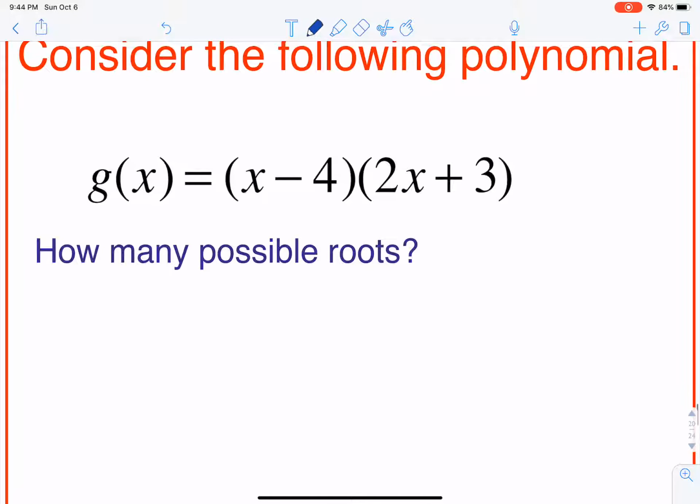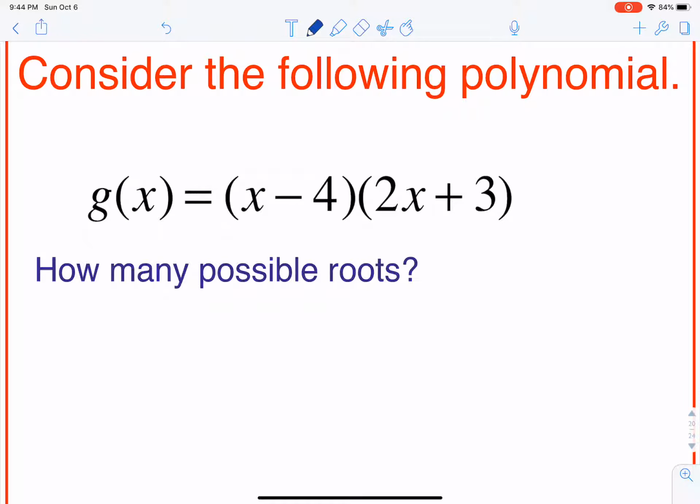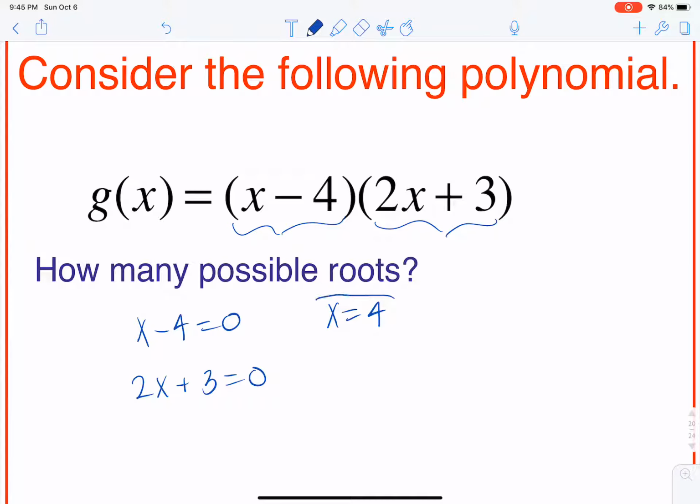Here's an example of a polynomial that's written in factored form, and I know that this could potentially have 2 roots, and it does have 2 roots, and we can actually solve for them. Here I have these 2 chunks or factors of my polynomial. I could say that x minus 4 is equal to 0, or 2x plus 3 is equal to 0. So x is equal to 4, that's one of my roots, and x is equal to negative 3/2. That's my other root. So this is a quadratic.